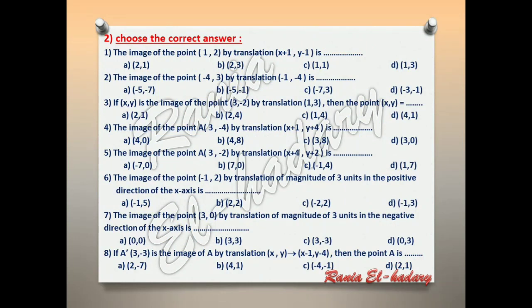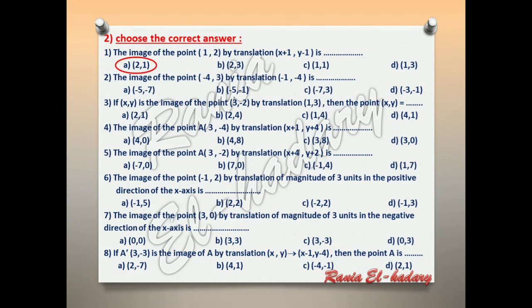Number 2. Choose the correct answer. The image of the point 1 and 2 by translation x plus 1, y minus 1. We have translation x plus 1. So move one step in x-axis. We have 1 plus 1 equal 2. And we have y minus 1 in the y direction. So 2 minus 1 equal what? 1. The answer is 2 and 1.